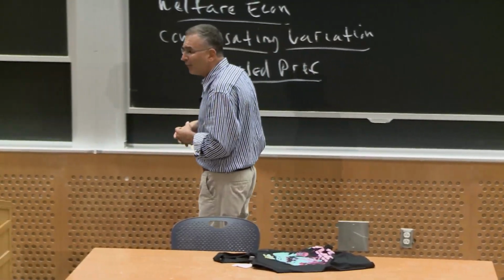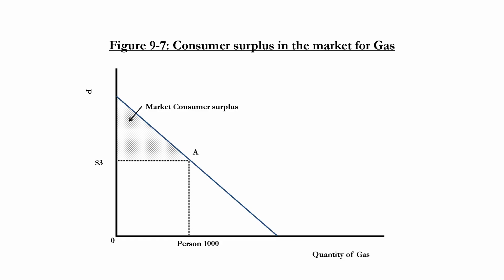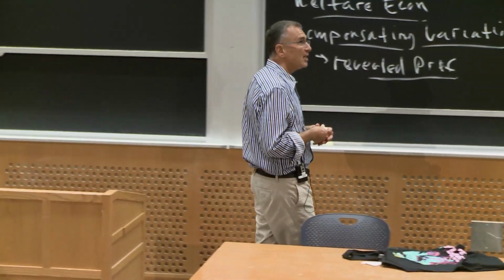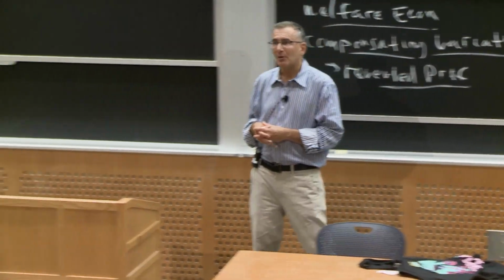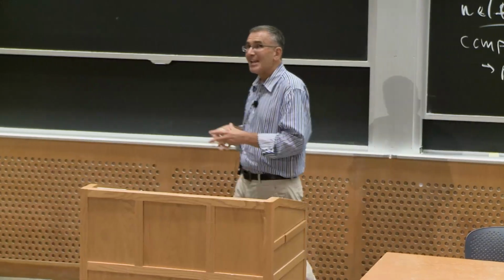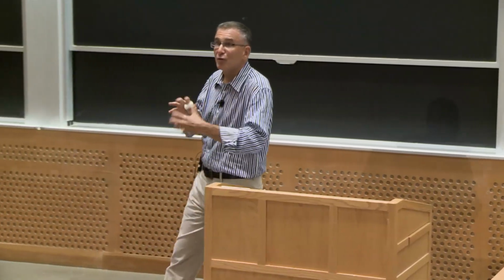What that means is everyone to the right of person A won't buy gas. We knew that already. Their willingness to pay is below the price. But everyone to the left of person A gains welfare. They gain well-being because they got a good deal. Okay? And it's really, this is our measure of utility in the real world.